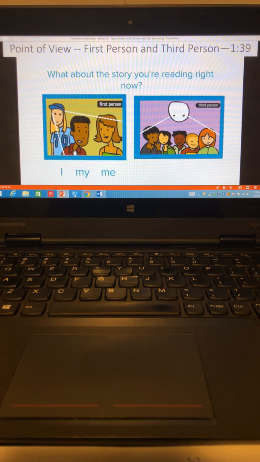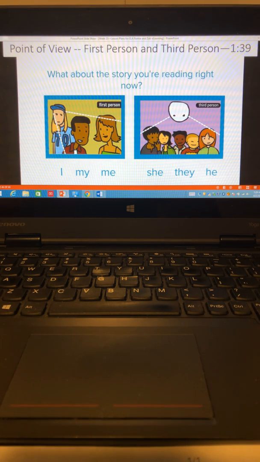Think about the story you're reading now. Is it told from the first person or the third person point of view? To find out, look for pronoun clues.